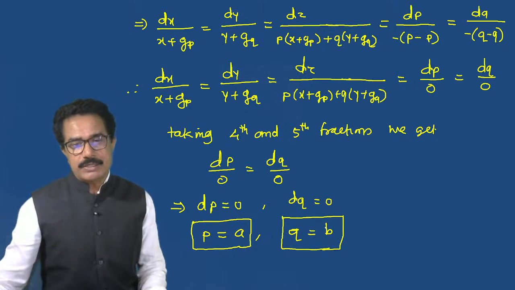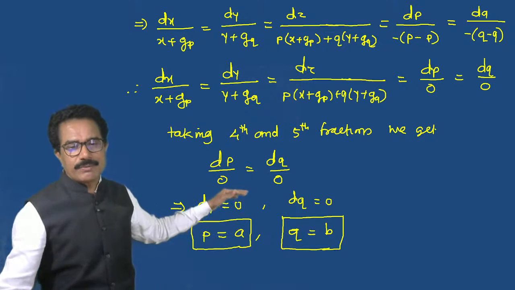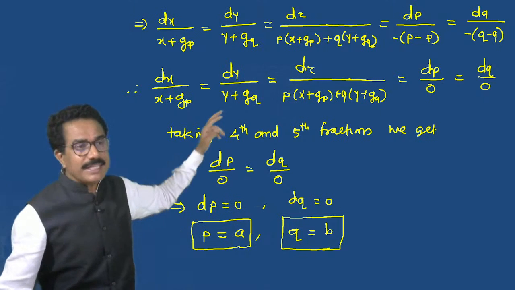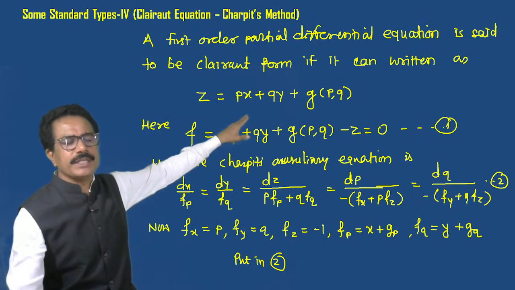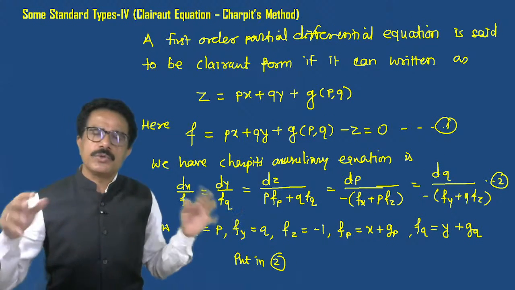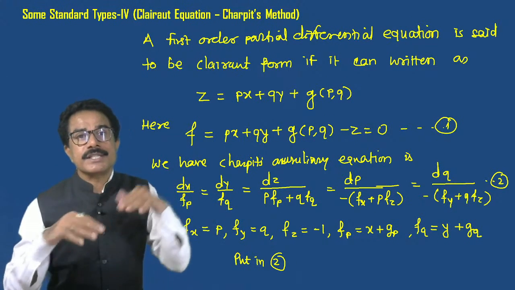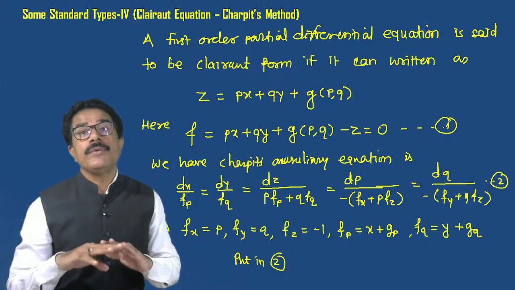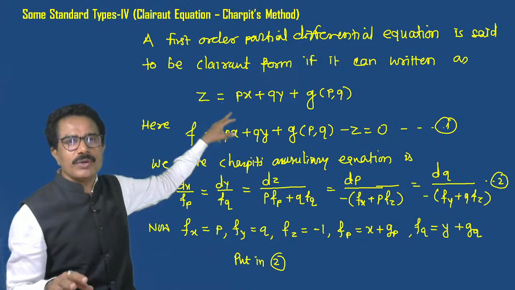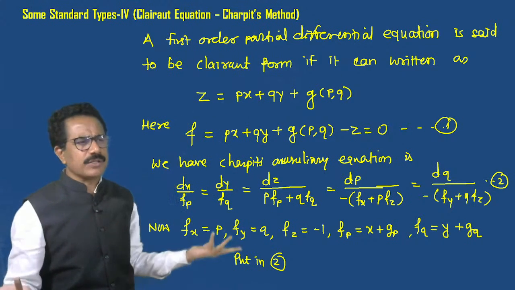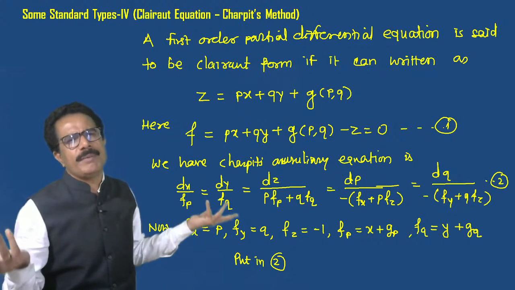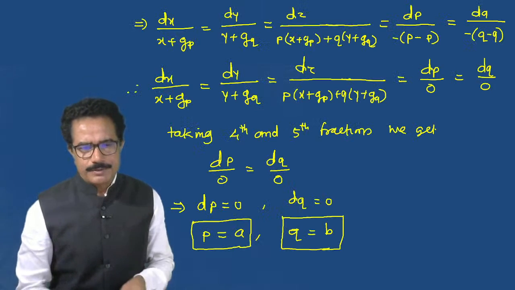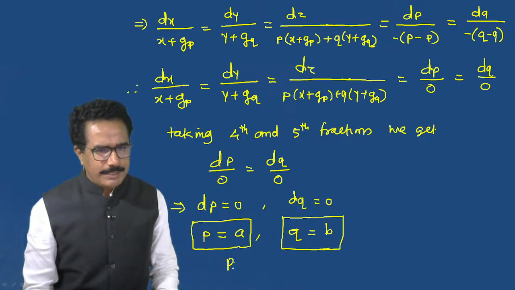Now putting these values, p is equals to a and q is equals to b, in the equation 1, you can directly put in the equation 1, then you will get the solution z. It is not necessary to write in the equation dz is equals to p dx plus q dy, because we have been given only the equation in terms of z. Z is equals to px plus qy plus g of p comma q. Then we can write the solution directly by using 1. So put in 1.